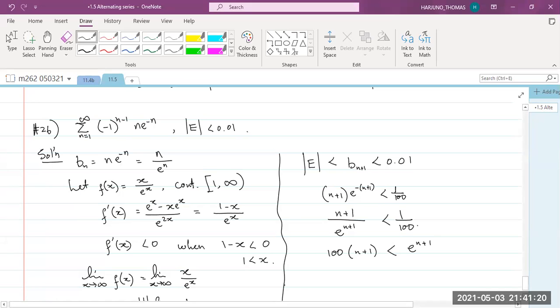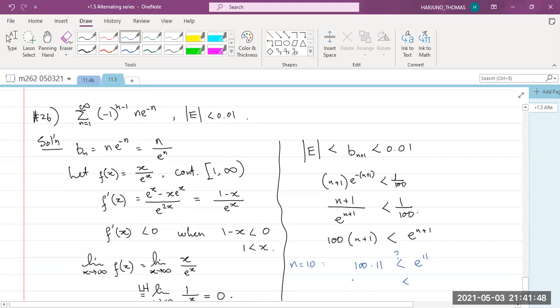Let me check, just to get a feeling. When n equals 10, will that work? So 100 times 11, is it less than e to the 11? E to the 11th is, according to my calculator, 59,000 already. Oh, that's really big, huh? And this is 1100. That's way too big.